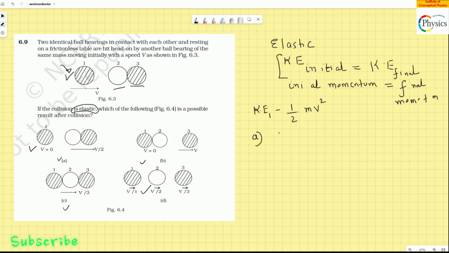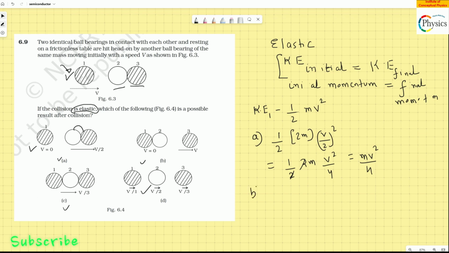This is 0. These two are acting as a single mass, they are connected to each other. So the total mass is 2m, and the velocity of the combined two masses is v by 2. So it is half times 2m times v square by 4, which is mv square by 4. This is very important for you to understand. So the kinetic energy is not equal to the initial kinetic energy.